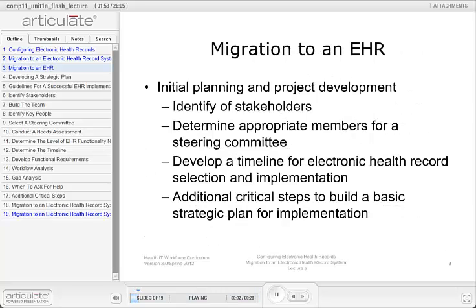This lecture will discuss the process of initial planning and project development in the process of migrating to an EHR. It will describe how to identify stakeholders, determine the most appropriate members for a steering committee, develop a timeline for EHR selection, and implement the plan. Additional critical steps required to build a basic strategic plan to implement the migration of an EHR will also be discussed.